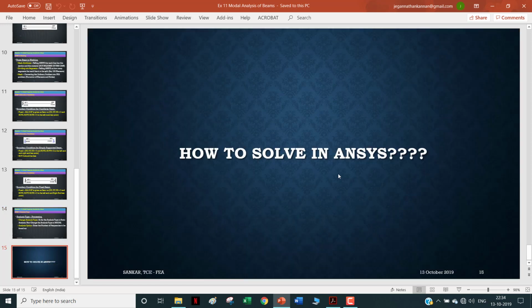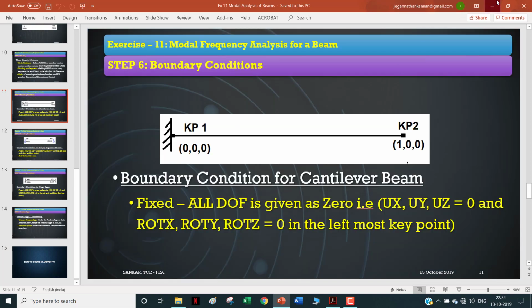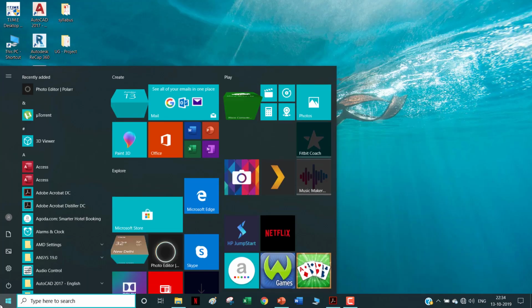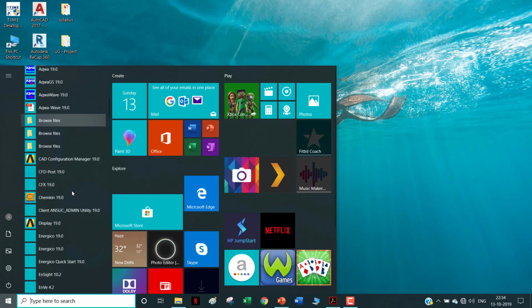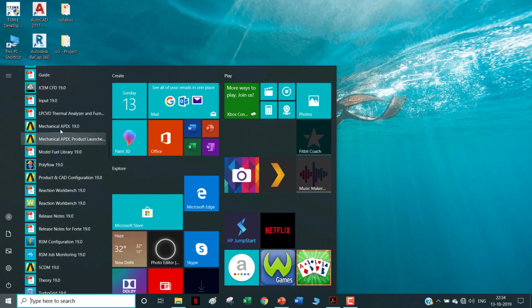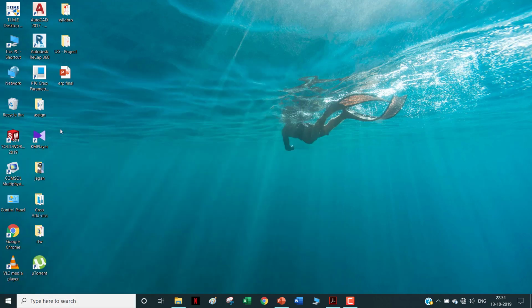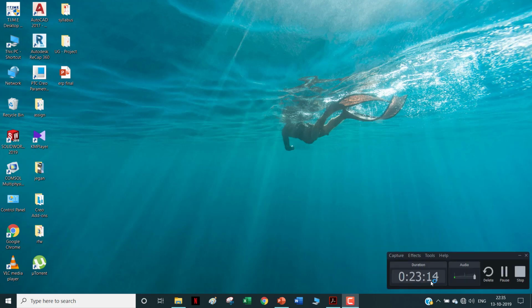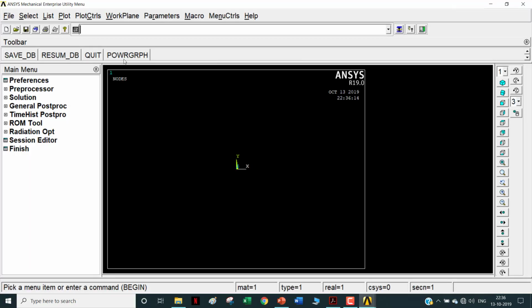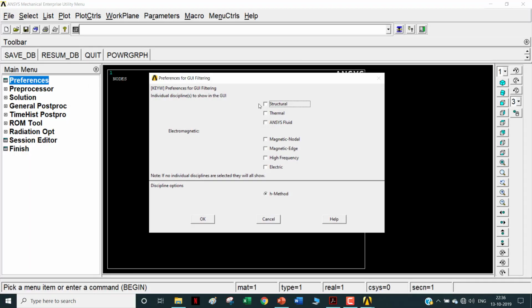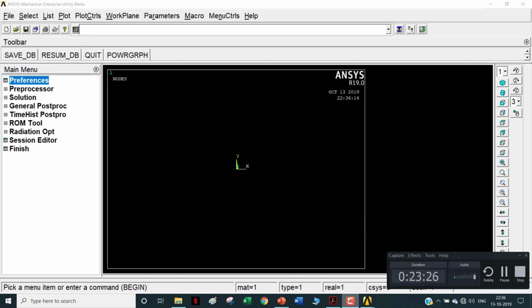Now let us see how to solve this problem in ANSYS. So now first I will solve this problem as a cantilever beam, right? Okay, let me minimize this. Let me go to the start menu. Let me go to ANSYS 19 here, and yeah, here I have Mechanical APDL 19.0. Okay, so once the ANSYS APDL menu opens, go to preferences. This is a structural problem, so select structural, and okay.